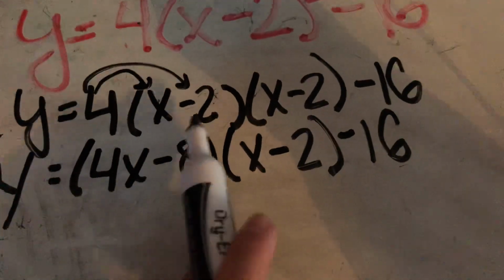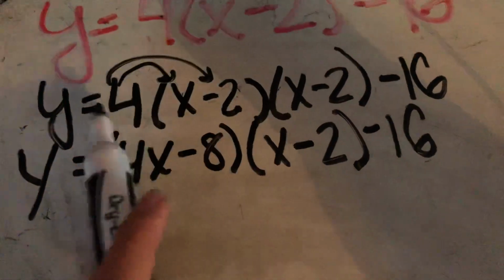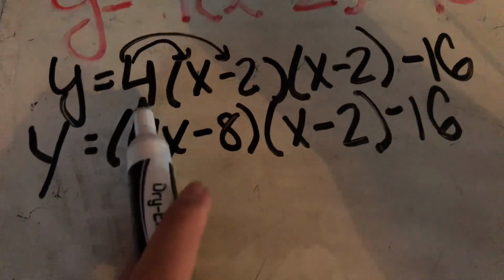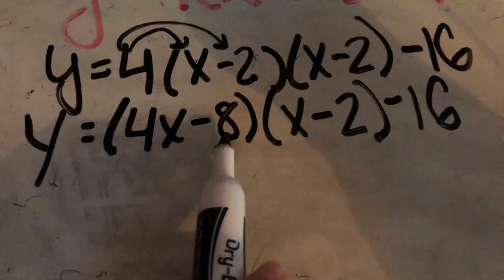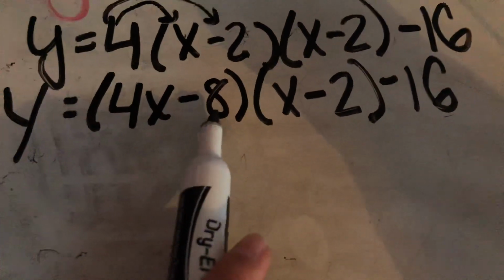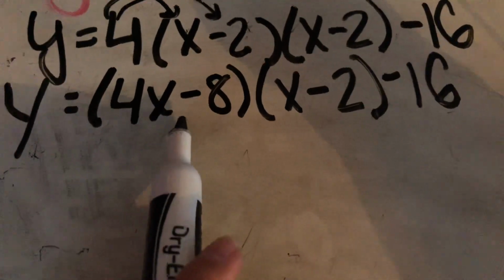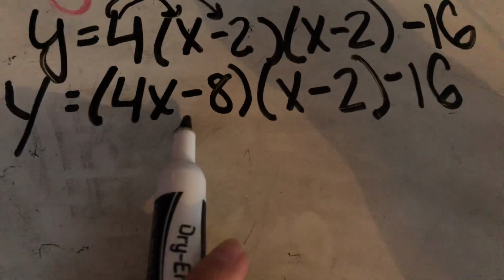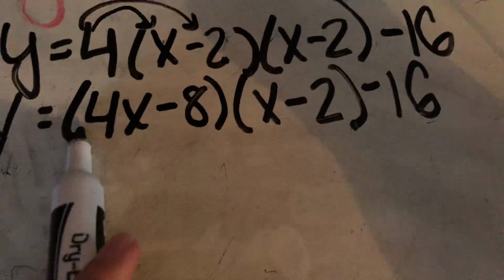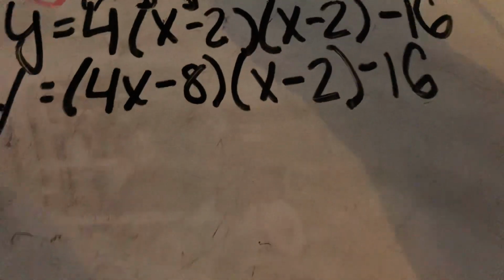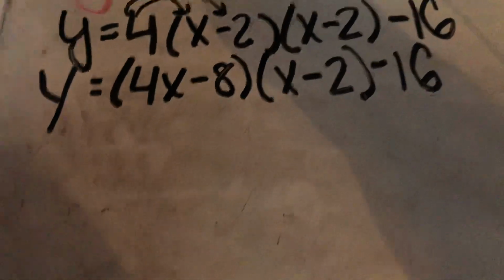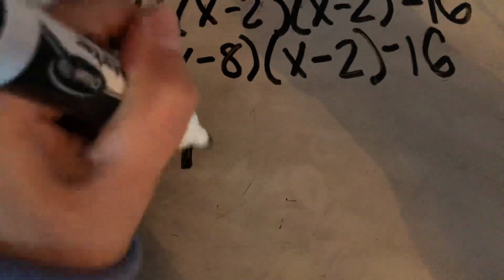So before I even FOILed or sneaky squared, because there's an a value in front that's not 1, I have to distribute it into my factor. This is back to the first unit of combining like terms. Now I have two factors, 4x minus 8 and x minus 2. I could proceed with doing FOIL or sneaky square. This time I'll do sneaky square, even though I really don't like it that much.